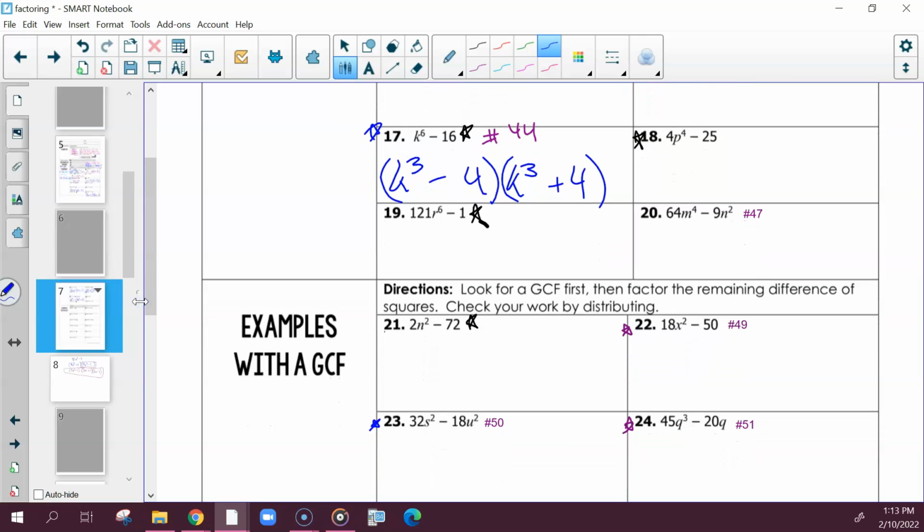Let's do number 20, and then I'll let you guys practice for a bit, and then we'll come back and talk about the last one. So for number 20, what would our two factors be? 8m squared plus 3n, and then minus 3.